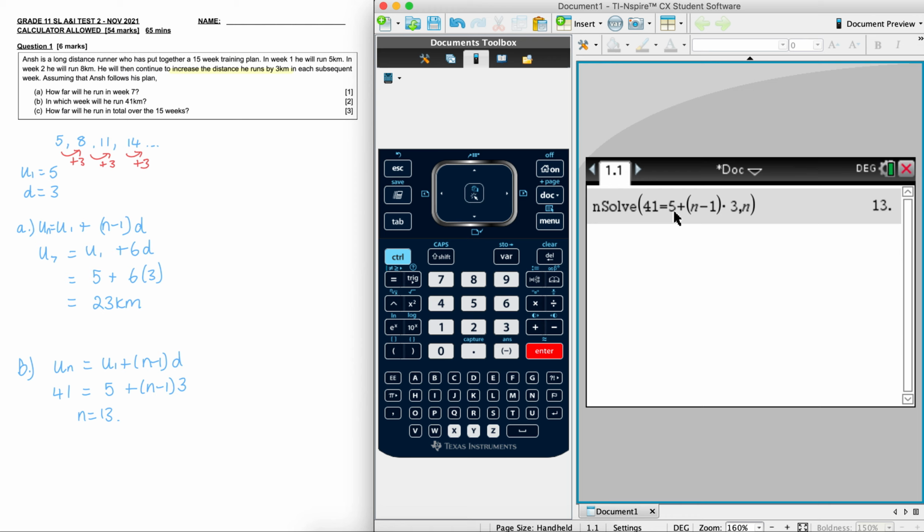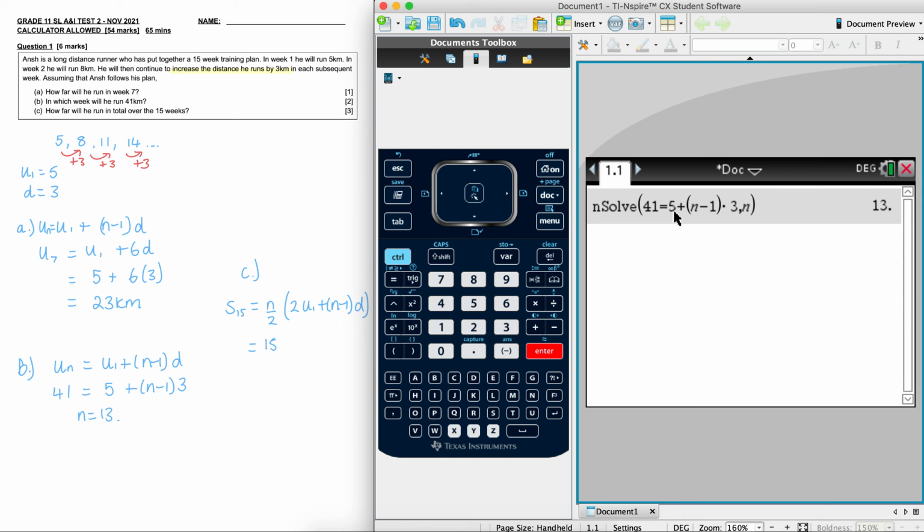Then the next one, I'm trying to find how far will he run over the total of the 15 weeks. So for this question, I'm asked to find the summation of the 15 terms. So S15, which means the sum of the 15 terms added together. So for this one, using the formula, it's n over 2 lots of U1 plus n minus 1 lots of the difference. So again, I'm just going to put all that information in.